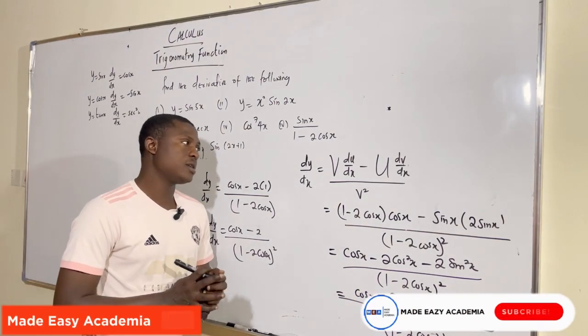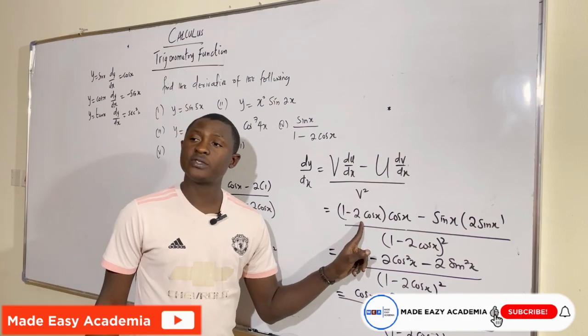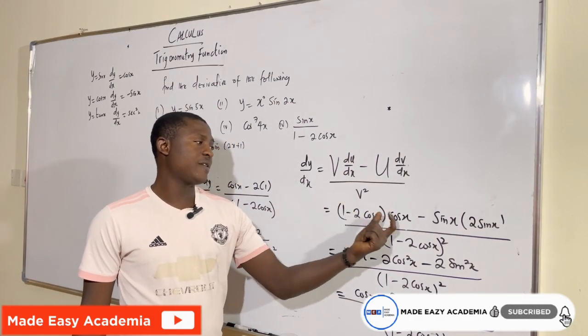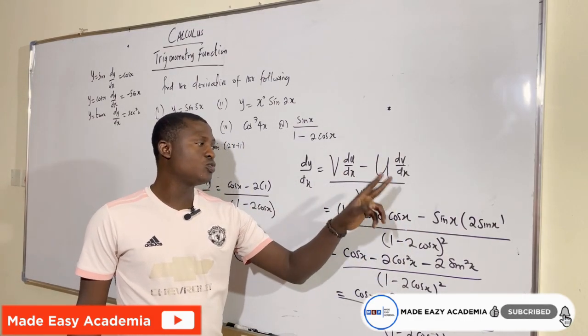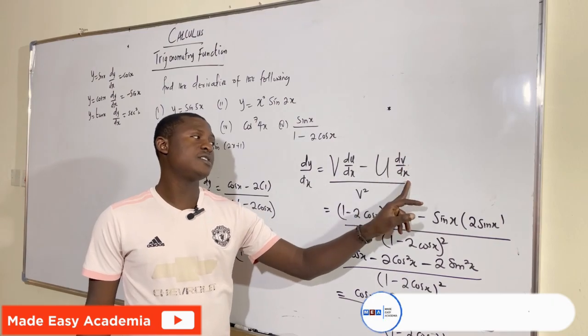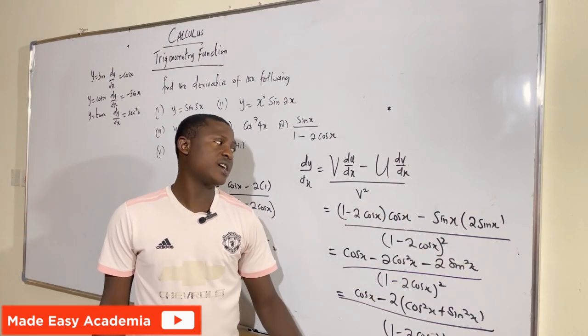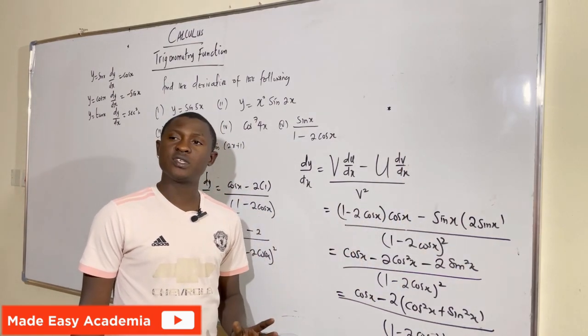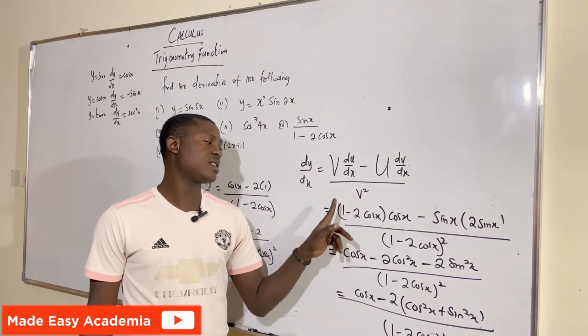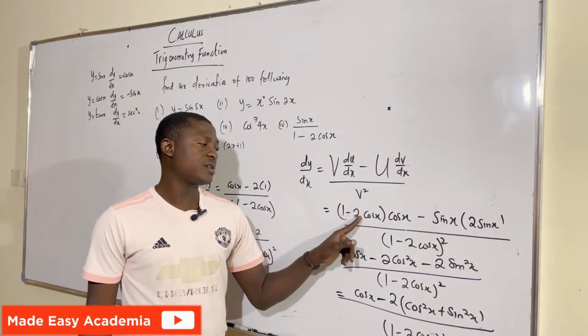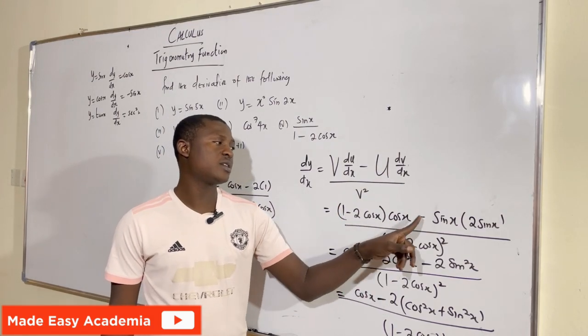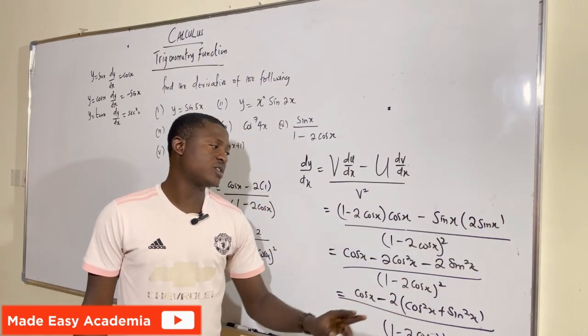Let me explain this one again. So our v is 1 minus 2 cos x. Dv dx we have it to be cos x. U is sine x. Dv dx we have it to be 2 sine x over 1 minus 2 cos x all squared. So when I open the bracket, cos x times 1, I have cos x. Cos x times this, I have minus 2 cos square x. Minus 2 times this, I have minus 2 sine square x.